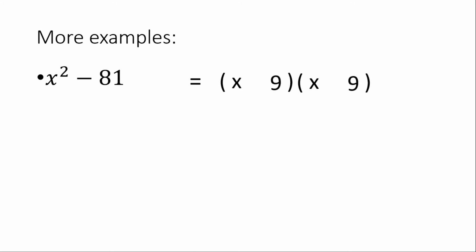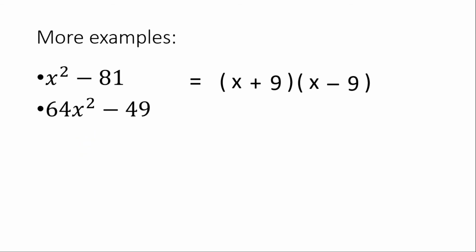So let's have more examples. Let's try to factor out x squared minus 81. So first, let's get the square root of the terms x squared and 81. So the square root of x squared is x. And the square root of 81 is 9. Express these two as the sum and difference of the square roots. So that is x squared minus 81 is equal to x plus 9 times x minus 9.